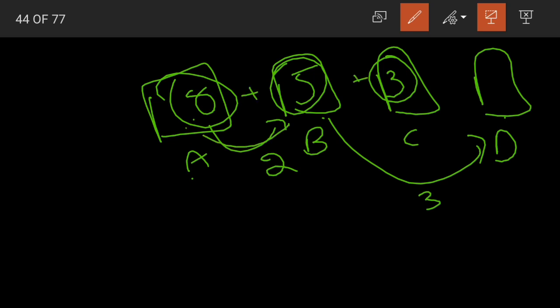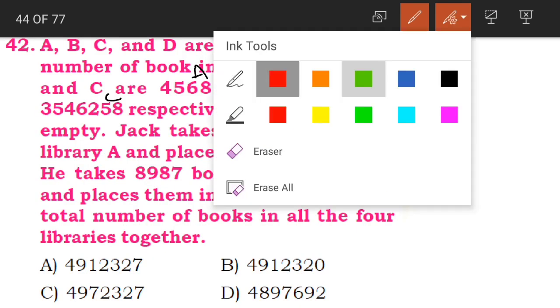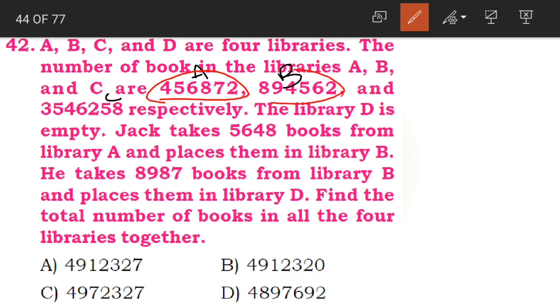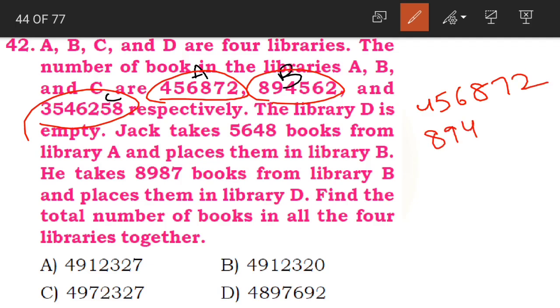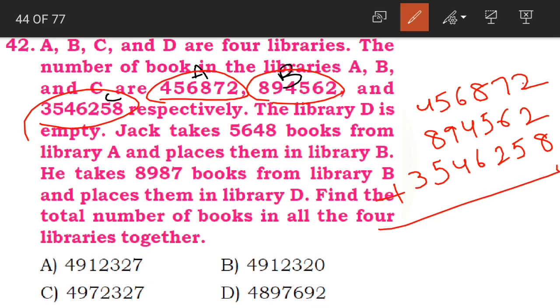Now the same books are changed here and there. No new books are added to the libraries. Yes children, the same whatever we were having, we are distributing. So now what will be the answer here? What should we add? We should add these 3 numbers together. 4,56,872 plus 8,94,562 and lastly 35,46,258.